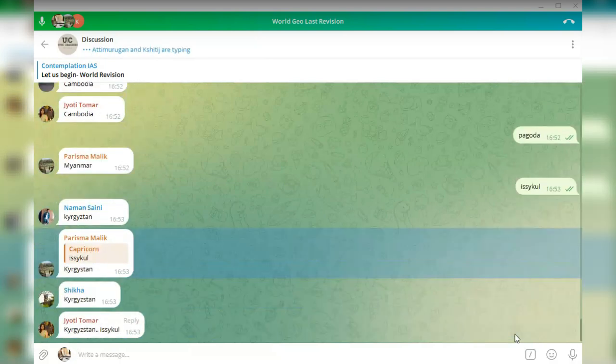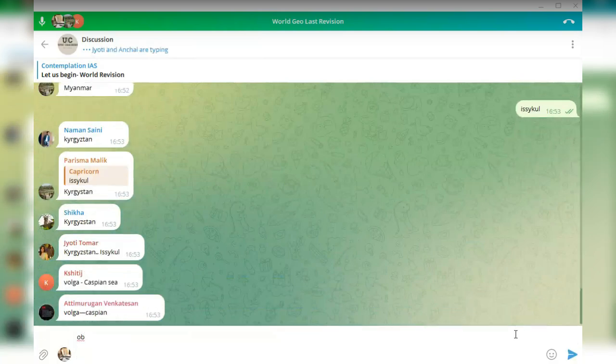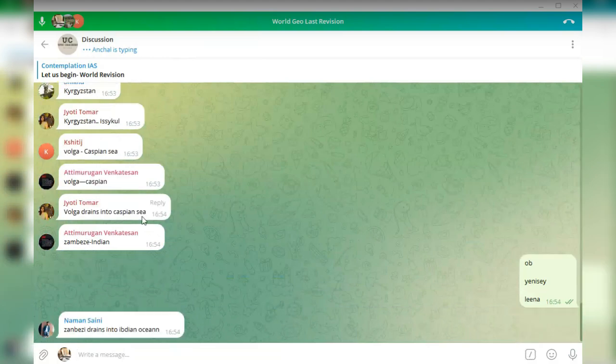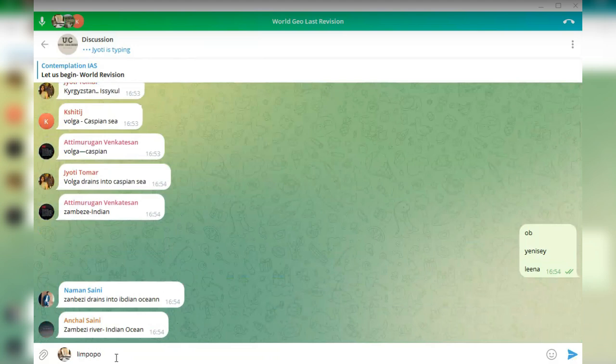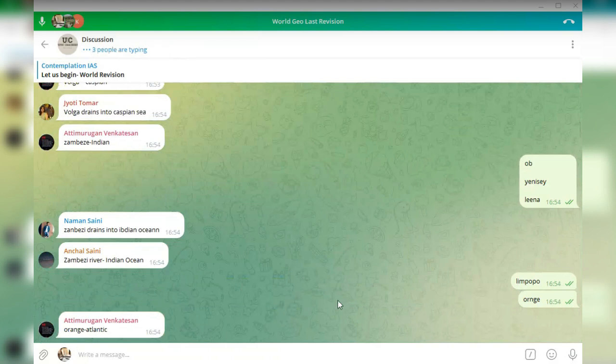Good. Correct. Zambezi, Indian Ocean, yeah. Volga, Caspian, correct. Limpopo, Orange. Don't go behind the spelling sometimes, okay? Since I'm typing it fast, we can just deal with the writing. Orange, Atlantic. Right, correct.